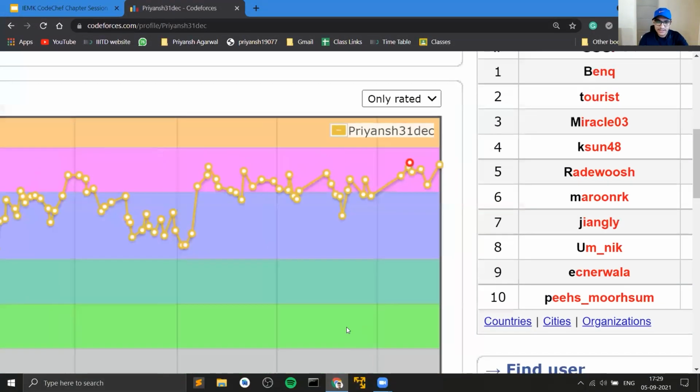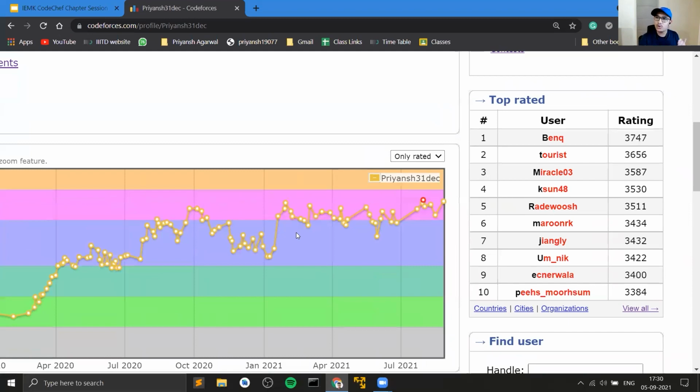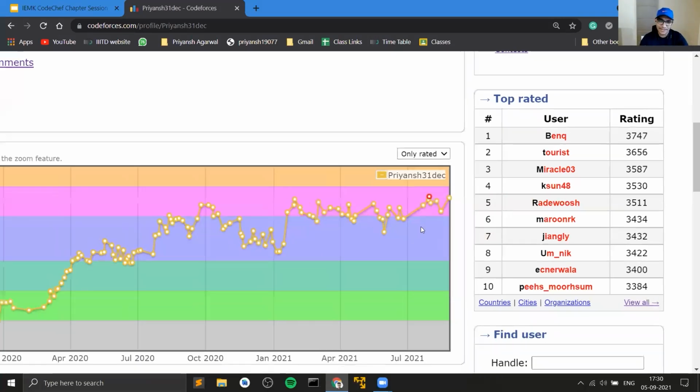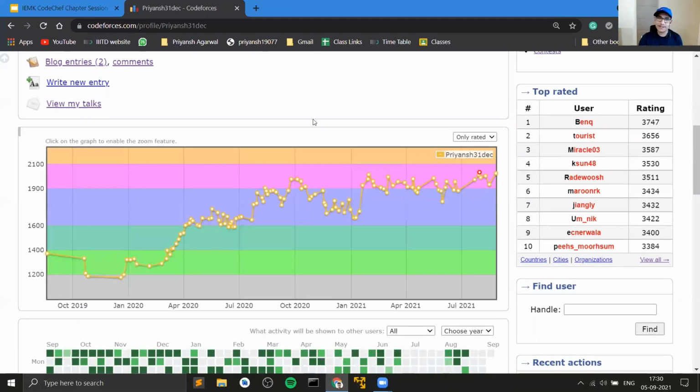So can you look at this? I'm stuck in this range of 1900 to 2000 for a very huge amount of time, from January to July. In fact, if you look at it, I reached candidate master in October, and I'm still almost at that same rating after, I would say around 7 or 8 months. So this is exactly what saturation means here.